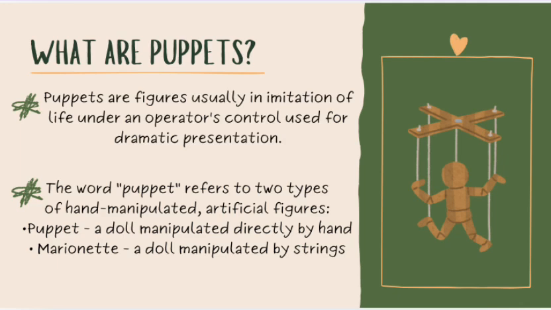Puppets are figures usually in imitation of life under an operator's control, used for dramatic presentation. So these puppets are controlled by a performer or the player. The word puppet refers to two types of hand-manipulated artificial figures. First is the puppet or a doll manipulated directly by hand. And second is the marionette or a doll manipulated by a string.